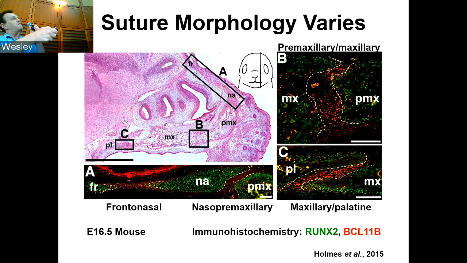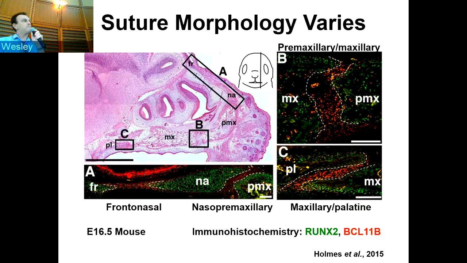But other sutures, such as the nasopremaxillary or the premaxillary maxillary on the top right, have a very broad end-to-end interface, and other sutures, such as the maxillary palatine, have a broad overlapping interface, where what you might think of as the osteogenic fronts, the narrow edge of each bone, is actually only a small component of the entire bone mesenchyme interface. But in each of these sutures, the mesenchyme is readily identifiable by gene expression, such as BCL11B, or other genes that we've been finding in our transcriptome atlases.